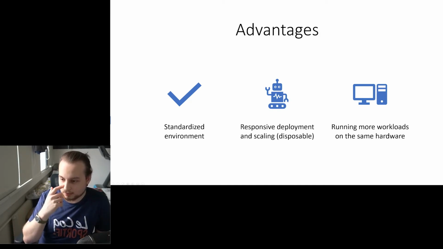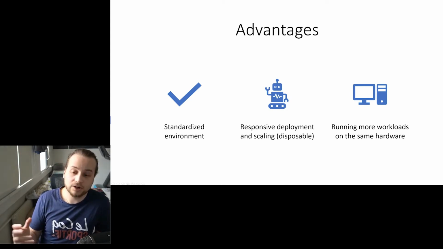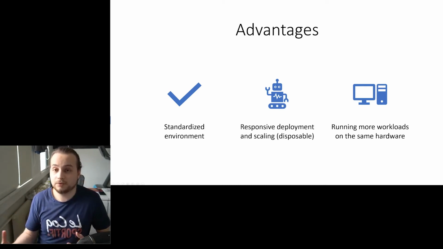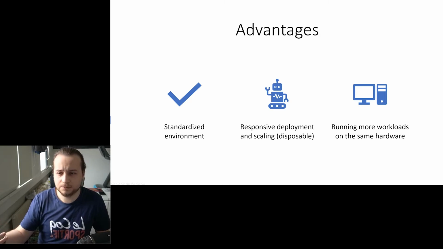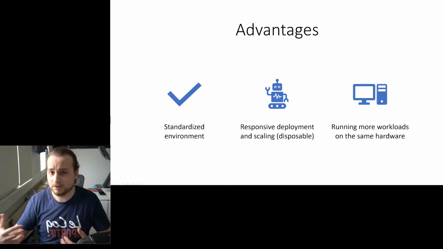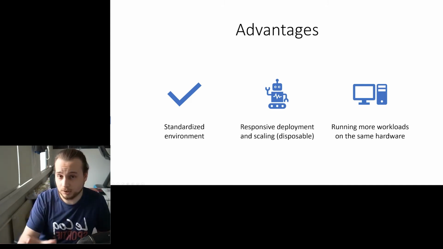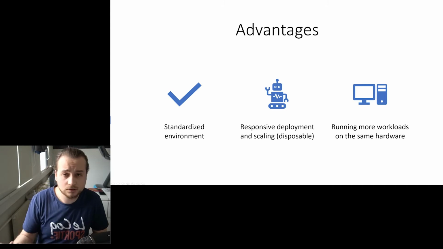Responsive deployment and scaling. Docker containers are meant to be disposable units. You can create new containers and destroy your previous containers many times without causing any trouble if you're doing it right. Then we have running more workloads on the same hardware. You can have different parts of your app depending on different versions of different dependencies, and you can just have individual containers with different dependencies and different versions. And they won't really collide because they don't communicate, they are isolated. So you can have one container depending on an older version of a dependency, while the other one depends on the latest version of that dependency, run on the same machine without causing any trouble, which is great.